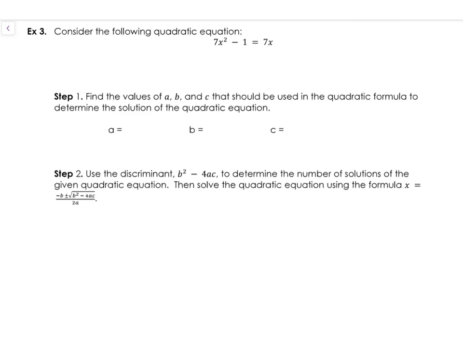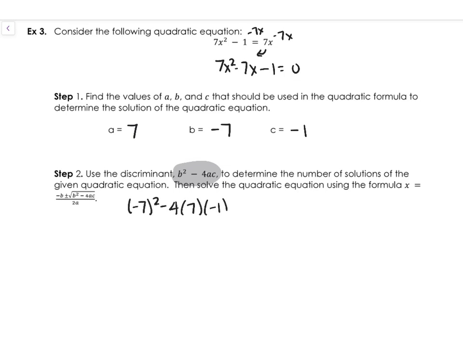All right, last example. 7x squared minus 1 equals 7x. So I'm going to get it equal to 0, so I'm going to move the 7x over. So minus 7x, minus 7x. Okay, so there's my new equation. Step 1, find A, B, and C. Well, A is 7, B is -7, and C is -1. Now in step 2, the first thing it says is find the discriminant. So I've got b squared minus 4 times a times c. Fill in all those numbers, type it into your calculator, and you get 77.